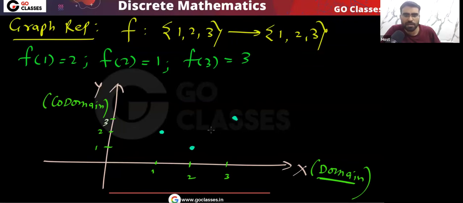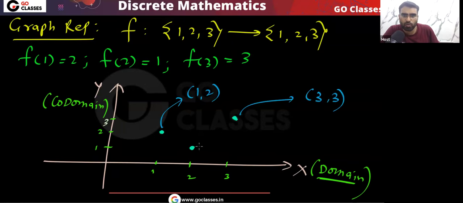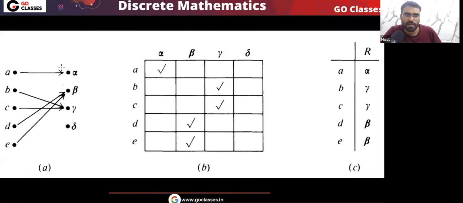Is this clear? Let me know. So this point indicates that 3 is mapping to 3. This point indicates that 1 is mapping to 2, and this point indicates that 2 is mapping to 1. So this is another representation. These are simple representations, nothing fancy, nothing hard here. For example, you can see this is a function. This is a very popular representation. Do you agree with me? So far, we are using this representation to understand functions.